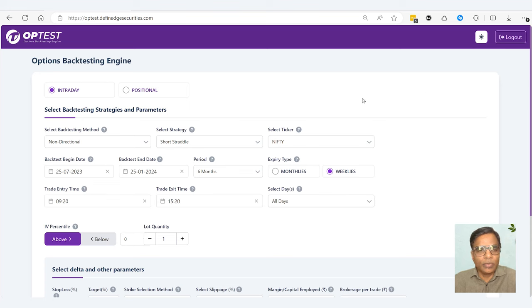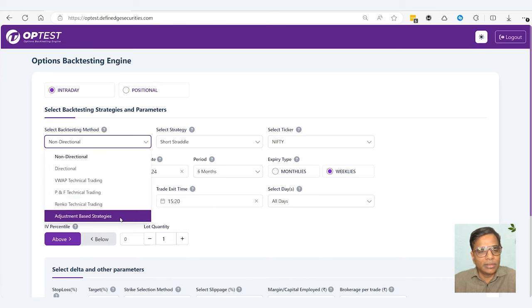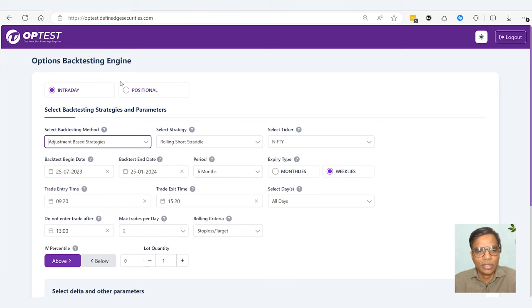In this video, we are going to cover another backtesting method. The backtesting method that we are going to cover is adjustment-based strategies on an intraday basis. Adjustment-based strategies are nothing but: if a certain condition is met, and then you make an adjustment to the strategy, how does that strategy perform? And the adjustments can be of different kinds, which I'll discuss in this video.